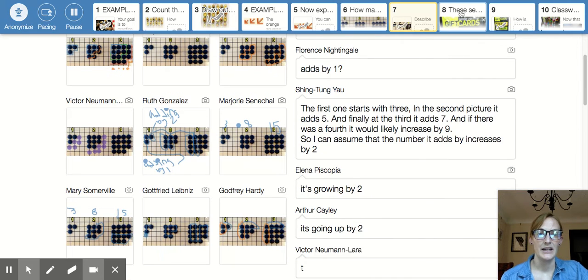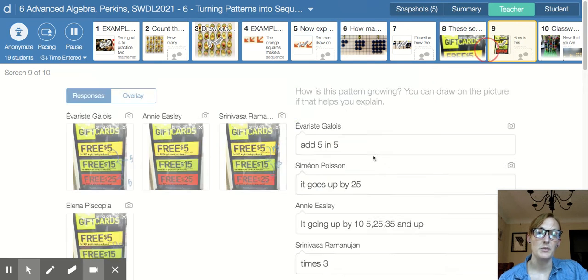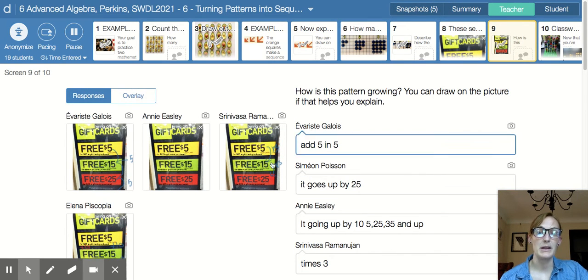It's cool. Then we saw this one, which was a little bit of a real life pattern where it's going up by tens. And you'll notice there's smaller text here that says there's a $25 gift card. If you purchase that, then you get the free $5. If you spend 50, you get 15. If you spend 75, you get 25. So people, again, tried to describe this. But all of this, you have access to the link here. I put the link in the same place where I added this video.